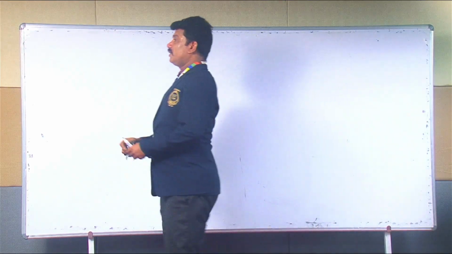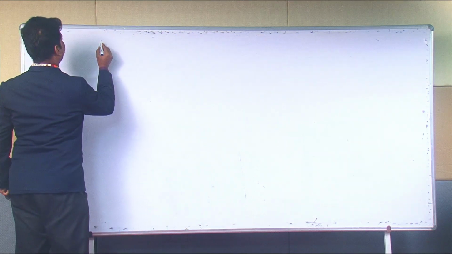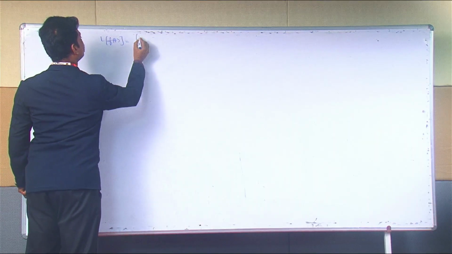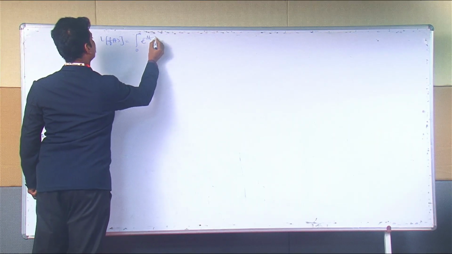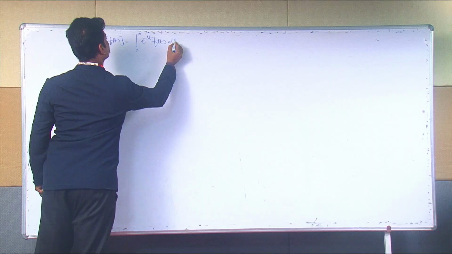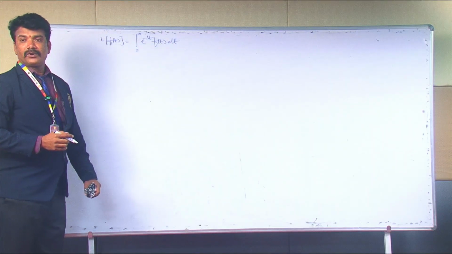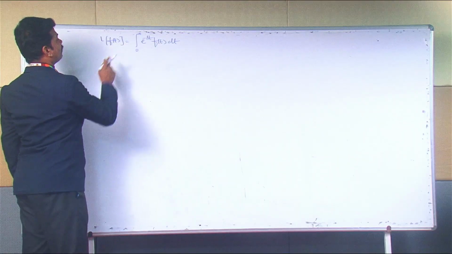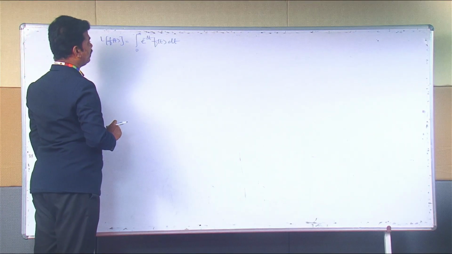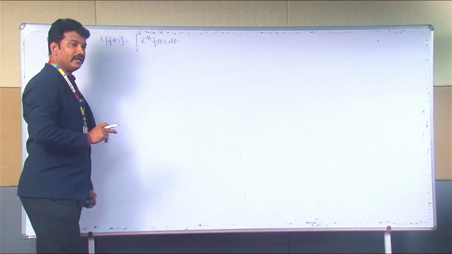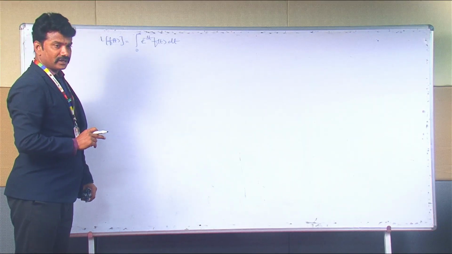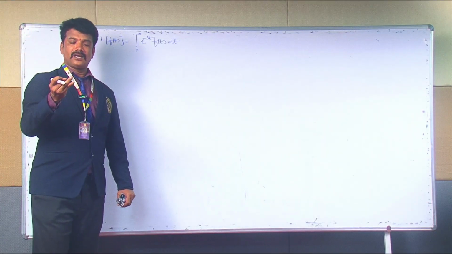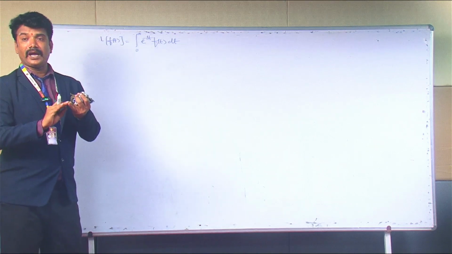So what is the definition of Laplace transform? L of f of t is equal to integral 0 to infinity e power minus st into f of t dt. So this is one of the most important definitions. This is the main primary definition of Laplace transform: L of f of t equal to integral 0 to infinity e power minus st f of t dt. Based on this definition, we are going to find the Laplace transform of constant function, exponential function, algebraic function, trigonometric function and hyperbolic function.